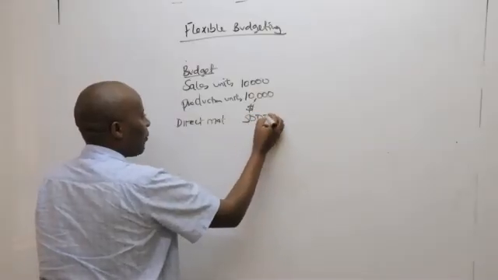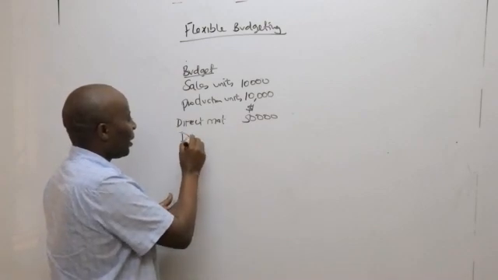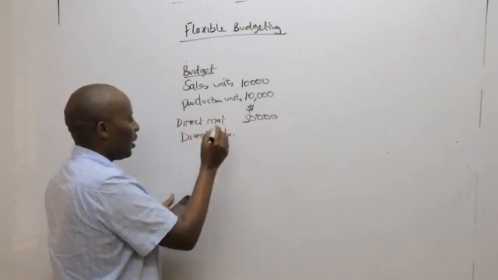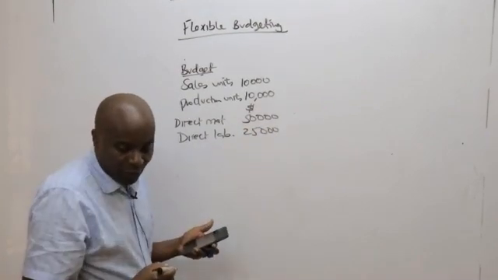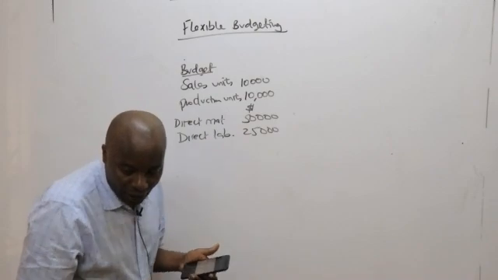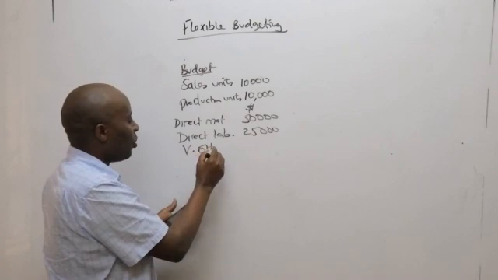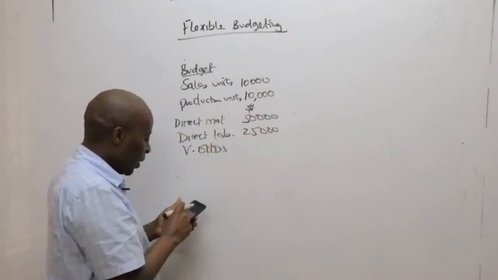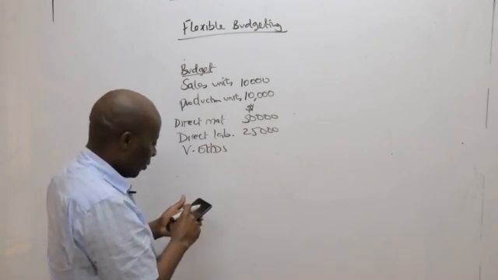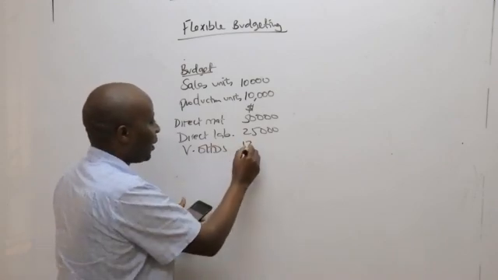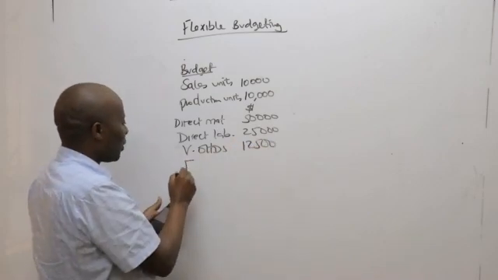50,000, 50,000, and then we have direct labor. How much? 25,000. Direct labor 25,000. Ladies and gentlemen, the next one is variable overheads. Variable overheads, we have 25,000. No, variable overheads is 12,500. We have fixed overheads 10,000.